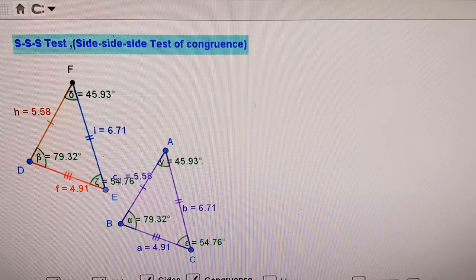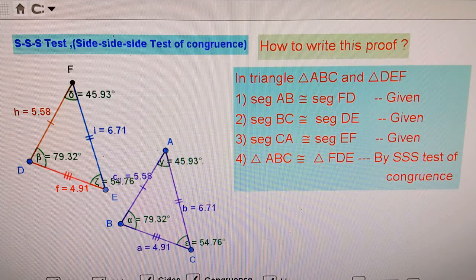Well students, now there is a question: how to write this proof? Take two triangles, triangle ABC and triangle DEF. The first information we had taken, all three sides, therefore write segment AB is congruent to segment DF and the reason is given. Second, segment BC is congruent to segment DE, as well as segment CA congruent to segment EF. With the help of all these three pieces of information, we conclude that these two triangles are congruent by the side test of congruence.